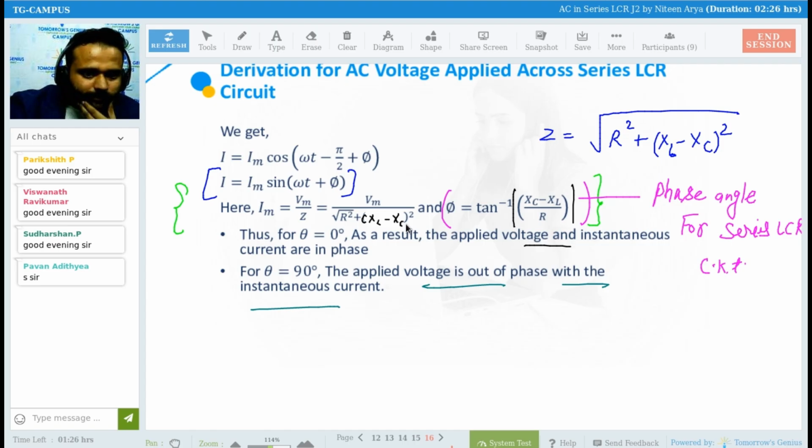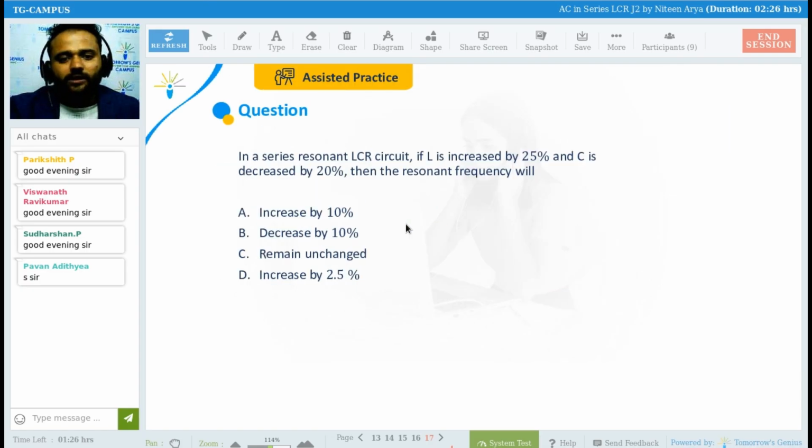Wait, calculate the impedance. Next question you can do by yourself. Resonate I can. You explained. Yes, but I need to.